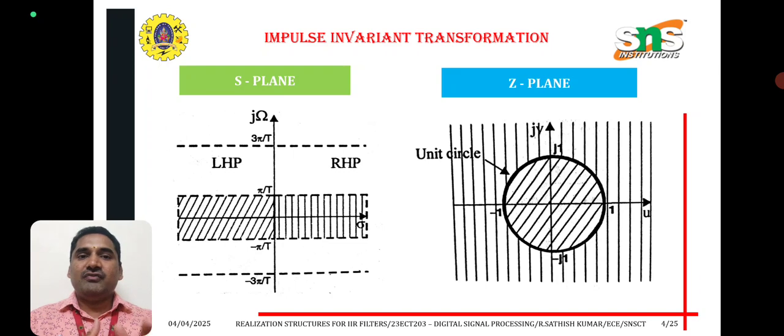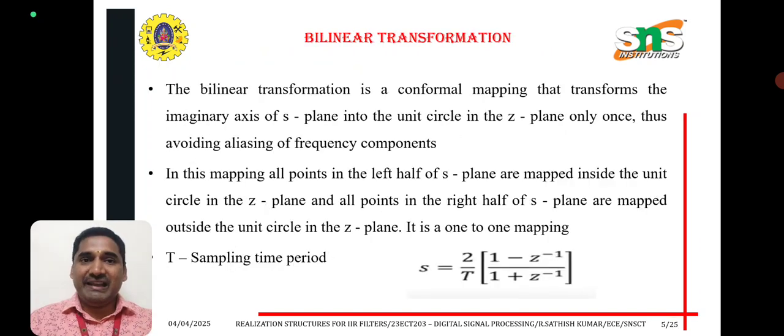The left half of the S plane is mapped into the unit circle in the Z plane, and the right half of the S plane is mapped outside the unit circle in the Z plane in impulse invariant transformation.